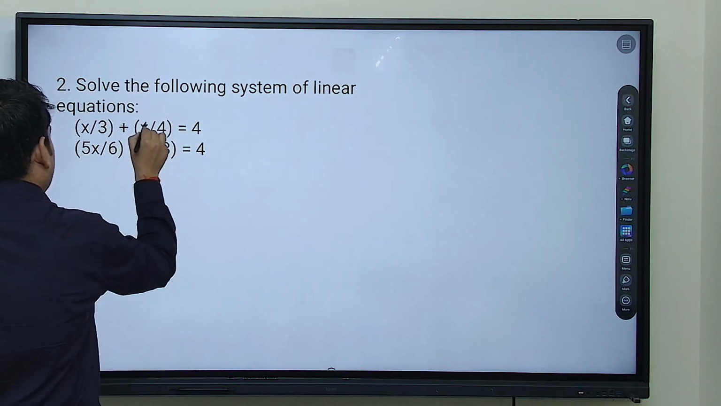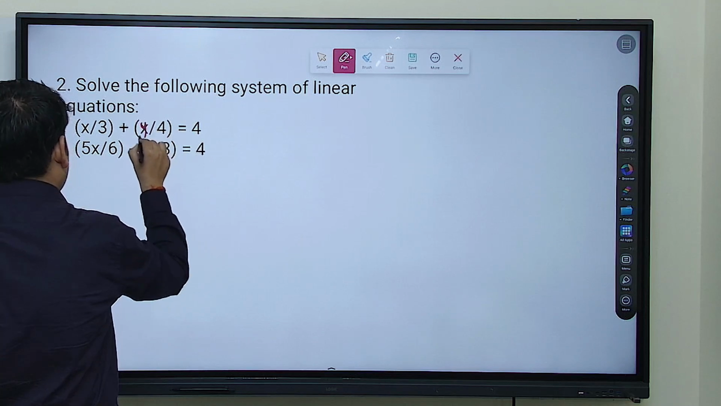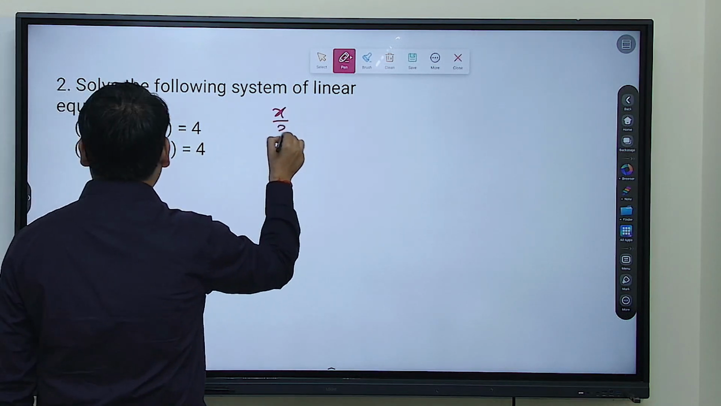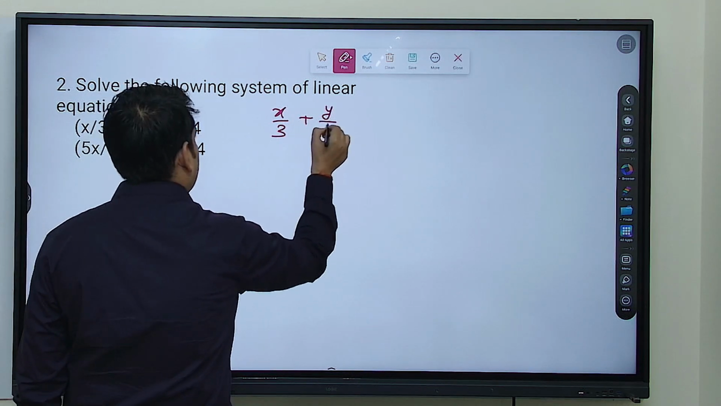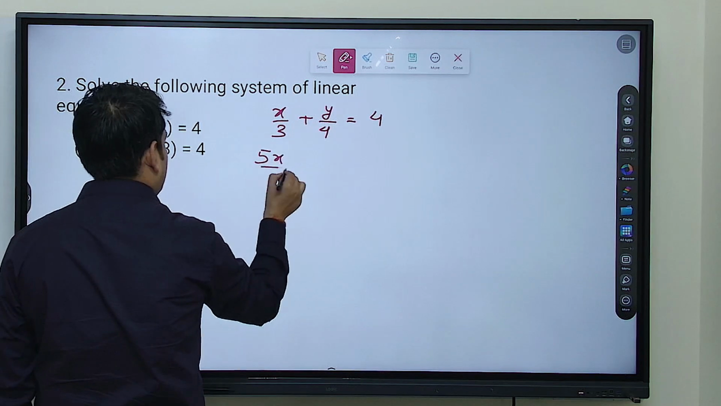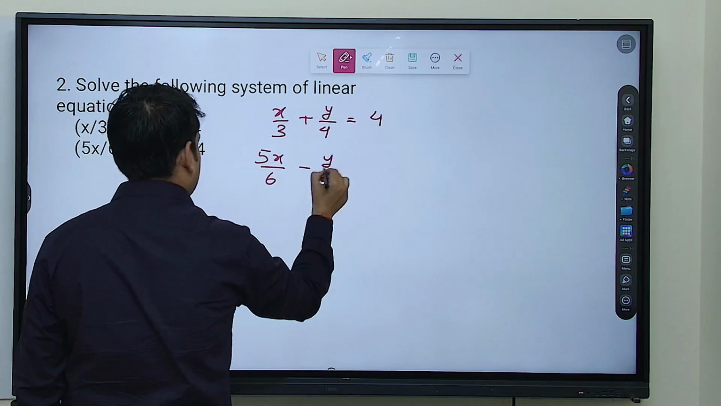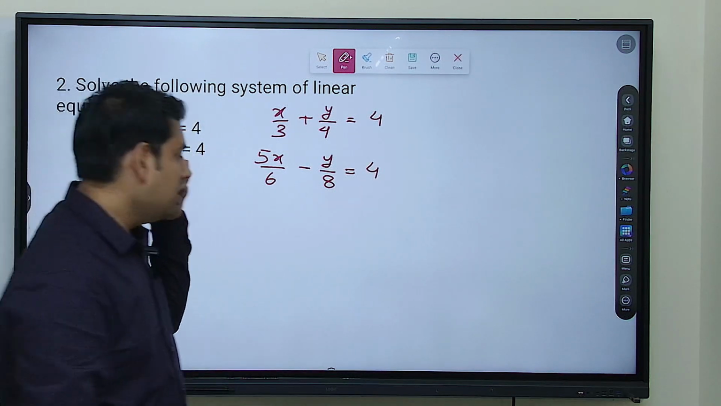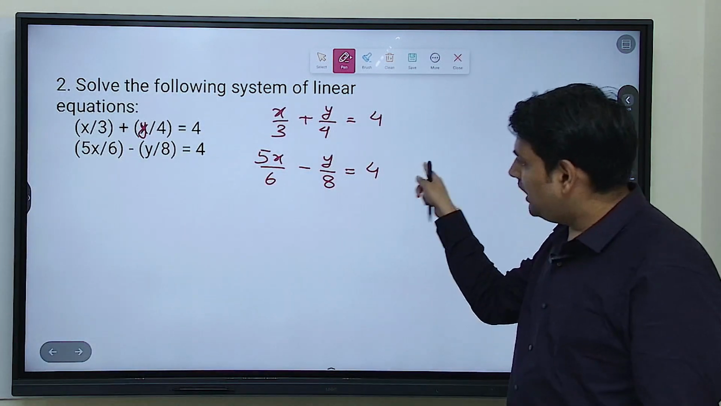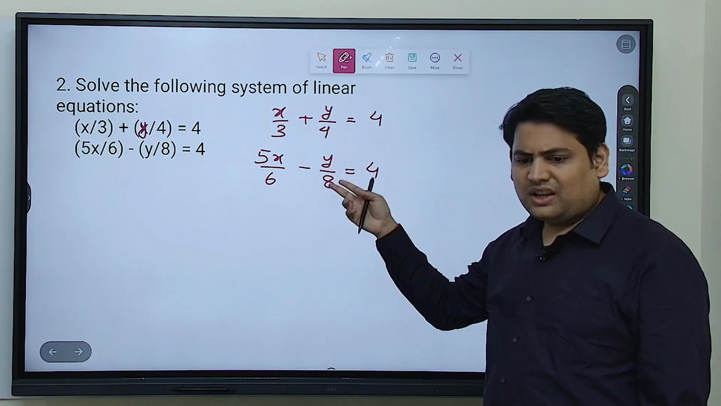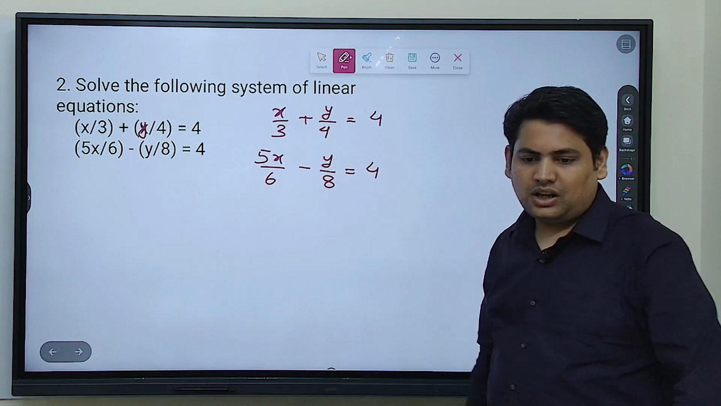This is actually y. So the equation becomes x by 3 plus y by 4 is equal to 4. Other is 5x by 6 minus y by 8 is equal to 4. Now you can solve it much quicker if you just multiply this equation by 2. Then you will get y by 4 here also. So you can then simply add them and get to the answer.